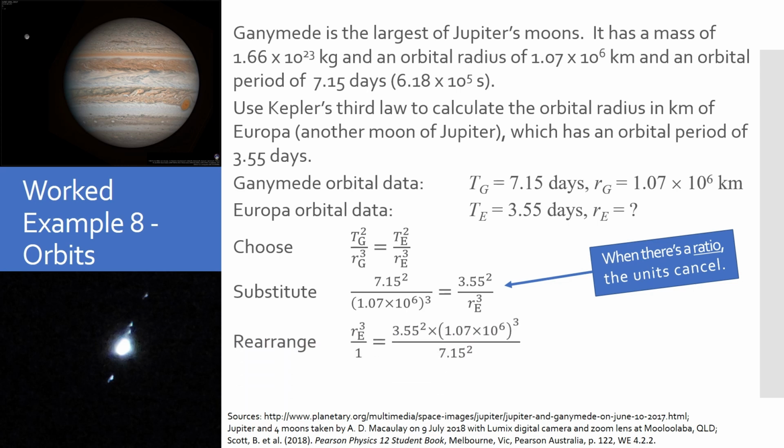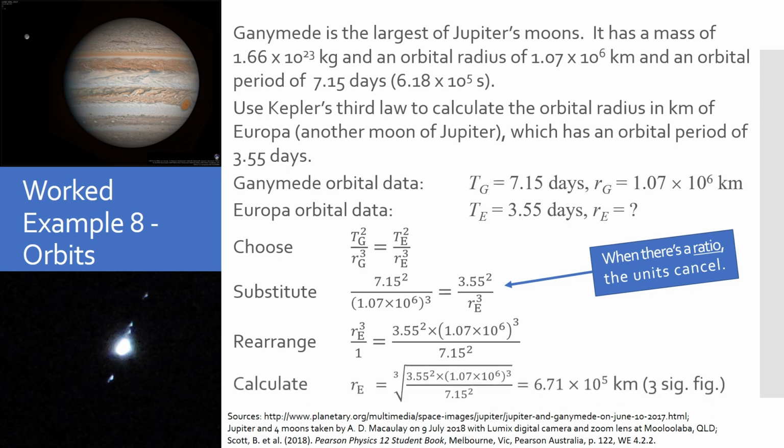When we rearrange, we're going to put the orbital radius for Europa as the subject. So R_E cubed equals, well, you can see what it is there. We take the cube root of that, and we end up with, doing a careful calculation, 6.71 times 10 to the 5 kilometres, correct to 3 significant figures.